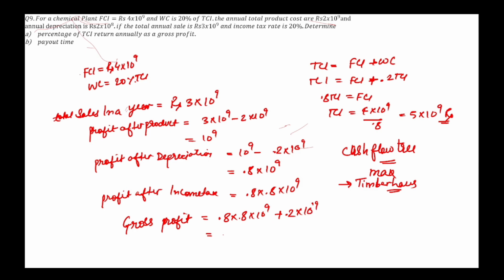So this is 0.64, and plus 0.2, 0.84, 0.84 into 10 to the power 9. That is the gross profit coming after cutting all the taxes, depreciation, everything. Now, the question is asking the percentage of TCI returned annually. So 0.84 into 10 to the power 9 divided by TCI, which is 5 into 10 to the power 9. So 0.84 divided by 5.